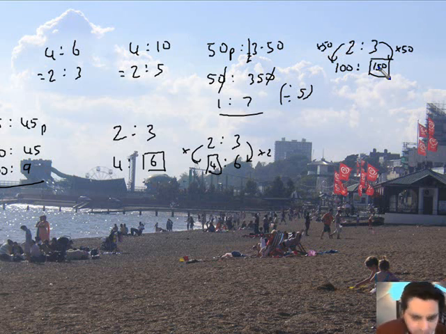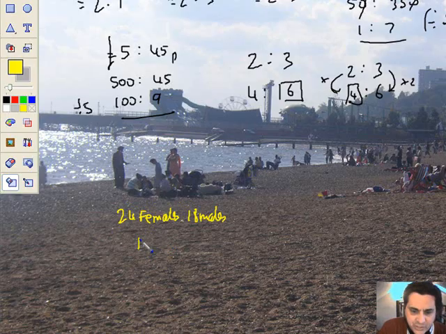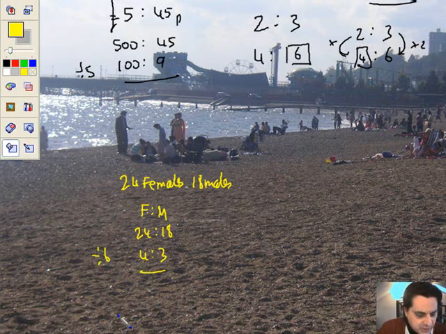Right, film club. Question 4, do it in yellow down here. I've got 24 females and 18 males. They're part of a film club, and find the female to male ratio. So better write down F to M in case you get it backwards. So we've got 24 to 18. Well, 6s go in, so divide by 6. We're going to get 4 to 3. So that's the ratio there.